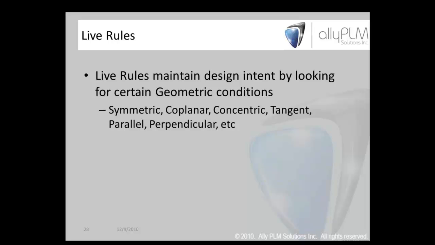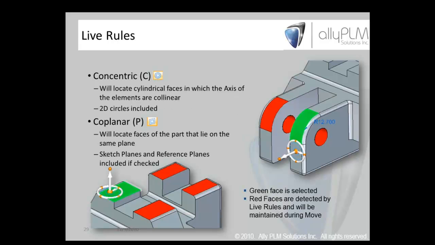So the different live rules, and I'm going to show you this part here just in a second. We have, first of all, concentric. You see in parentheses, that is the keyboard shortcut. So as we're dynamically moving, we can quickly toggle that on and off. It's going to locate cylindrical faces just like you'd expect, whether it's a cylindrical face to an arc or a hole to hole or whatever the case may be. Below that's coplanar, so if faces lie in the same plane, so they're flush.